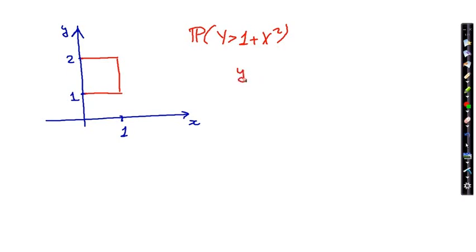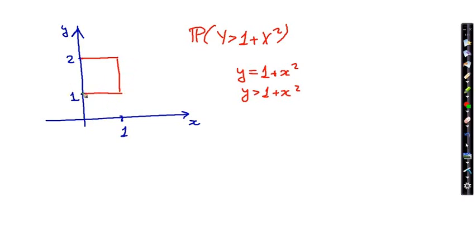So I am drawing first the line y equal to 1 plus x squared in this domain. Then I am taking the upper part to obtain y equal to 1 plus x squared. So y equal to 1 plus x squared will have the following form. So this is the parabola raised by 1 unit. So parabola, something like this, raised by 1 unit.